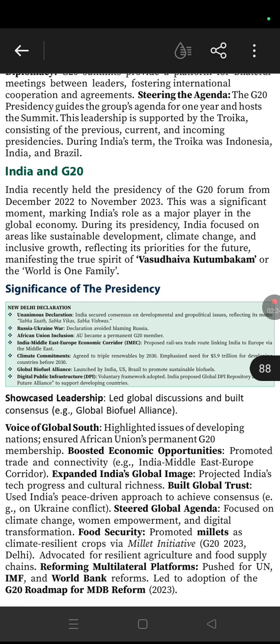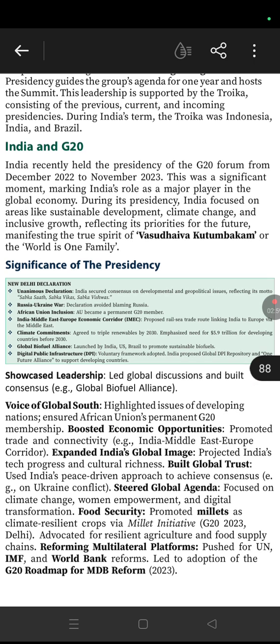And here the leadership is supported by Troika. It's an important keyword. Troika means the previous, current and incoming presidencies. Like for example, when India was the president of G20 from December 2022 to November 2023, at that point of time Troika was Indonesia, India and Brazil. Means before India, Indonesia was the president, and after India, Brazil became the president of G20.